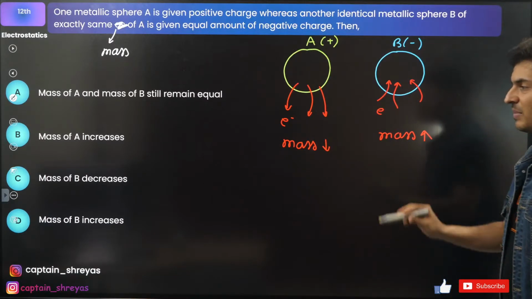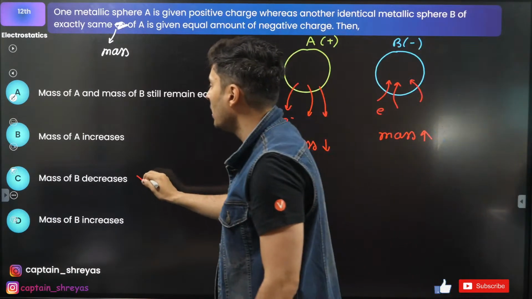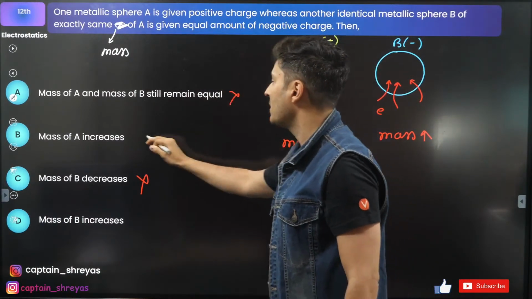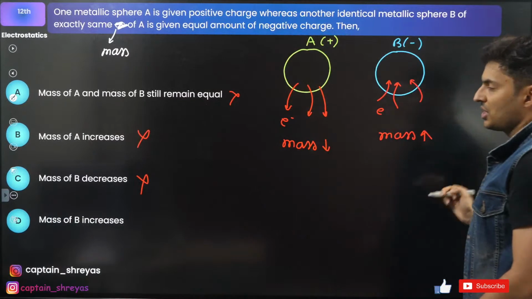Mass of B increases, mass of B decreases, obviously wrong. Mass of A decreases, mass of A and B remains same, obviously wrong, guys. So it is actually option D.